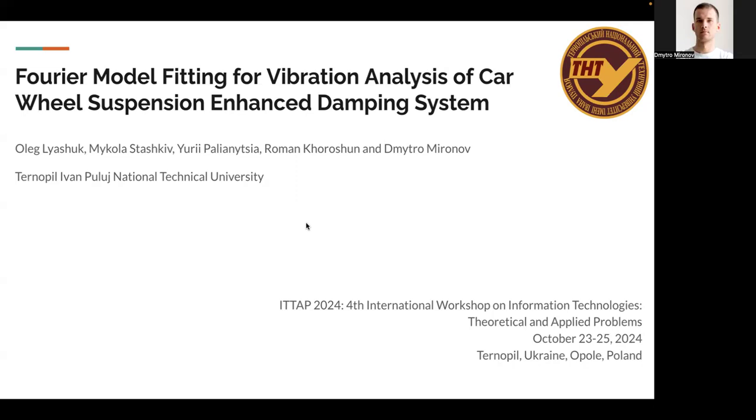Fourier Model Fitting for Vibration Analysis of Car Wheel Suspension Enhanced Damping System. In the study, we focused on analyzing vibration signals from a car suspension system using Fourier Model Fitting.